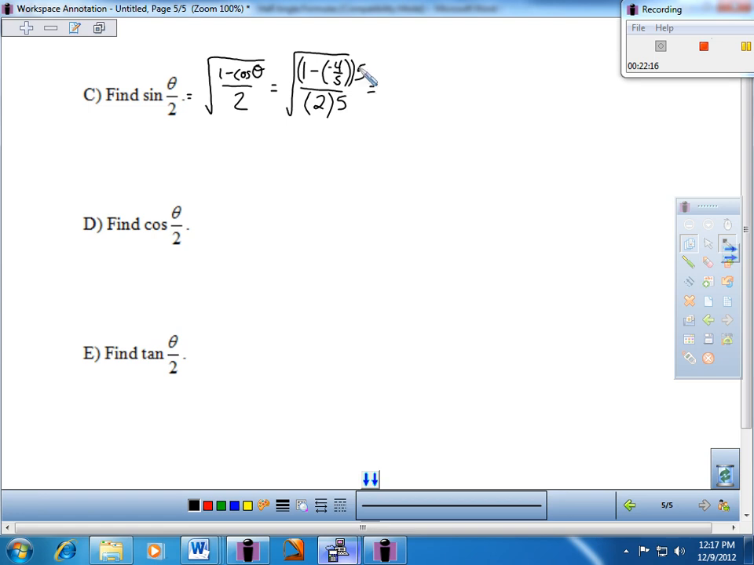Okay, let's distribute. 5 times 1 is 5. Minus a negative, so I'm thinking it's going to be plus. 5 times 4/5, 5 should cancel. This cancels with that, so I get 5 plus 4. And then 2 times 5 is 10. Now I apply the root. Okay, good. And everybody, I get square root 9 over 10.